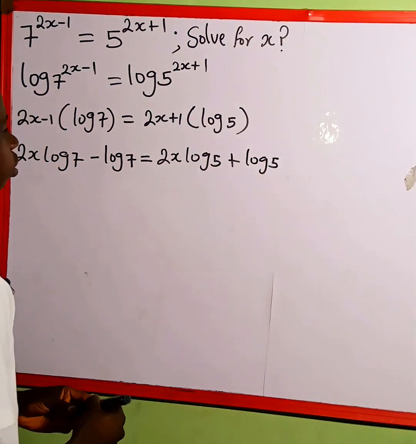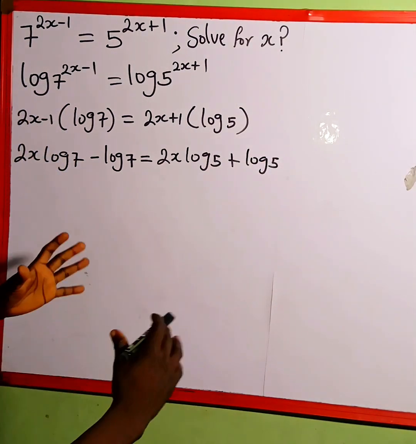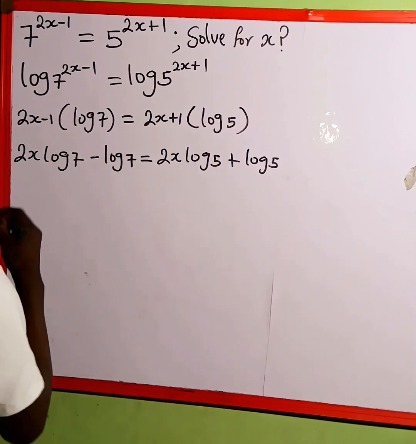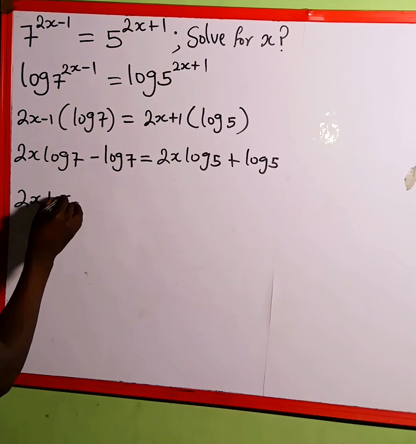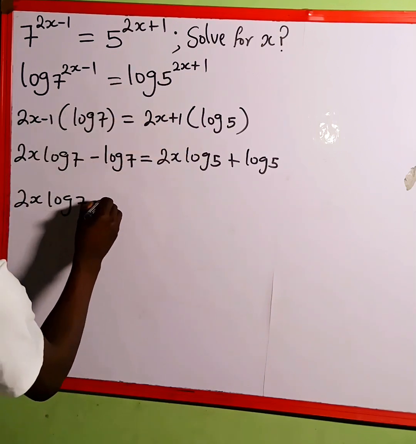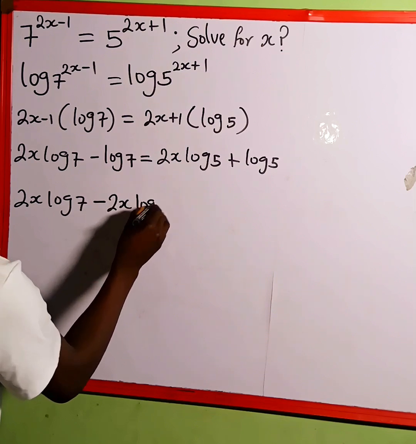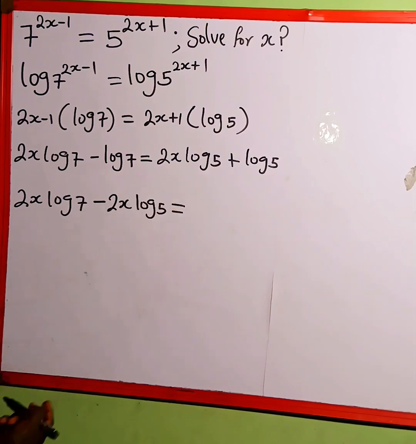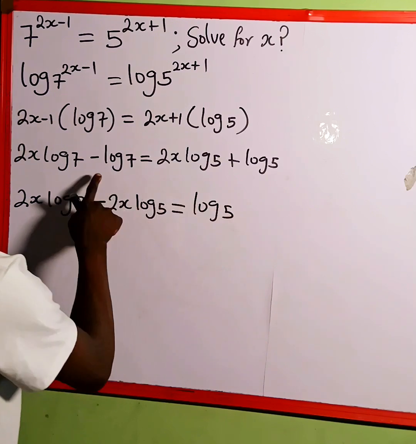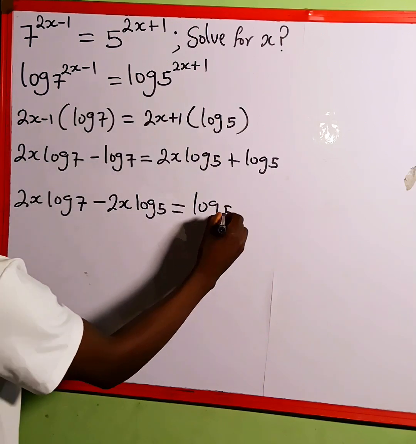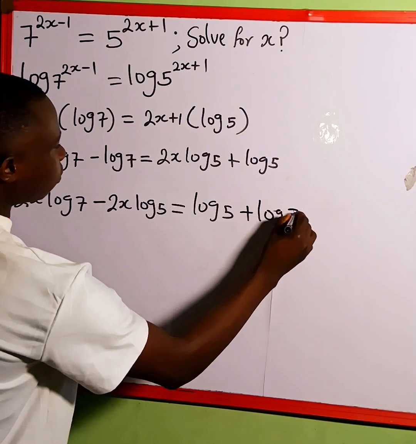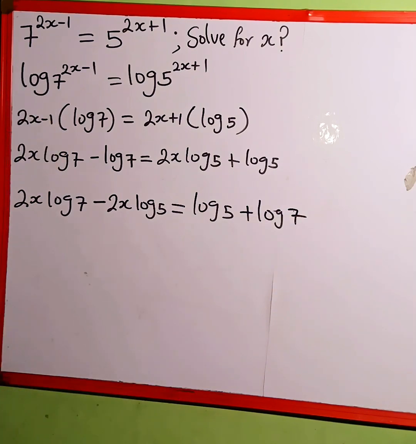Now the next thing we're going to do is to combine the like terms. All the terms with x, we bring them together, then we take the constants together. So we are going to have what? 2x log 7. And when this 2x log 5 crosses to the other side, it becomes negative 2x log 5, which is equal to log 5. And when we take this negative log 7 to the other side, it becomes positive log 7.